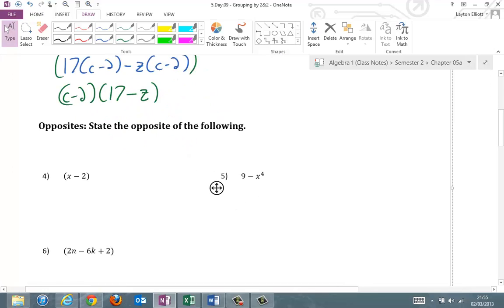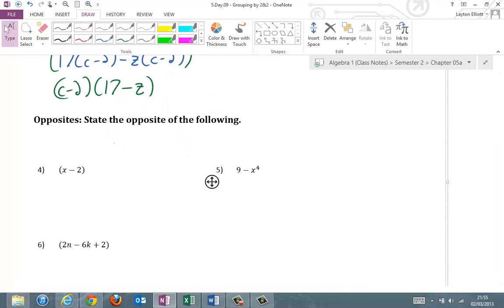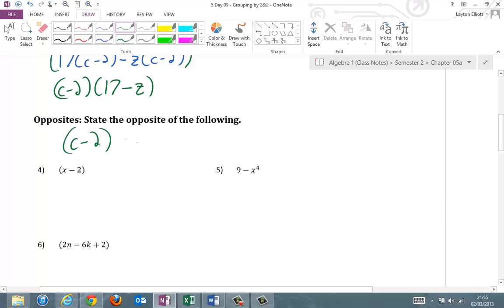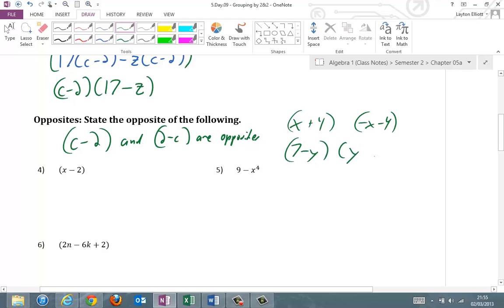Now I want to kind of introduce the idea of the opposite, because that happened in number 3. C minus 2 and 2 minus c are opposites. They're opposites because the c and the 2 are both opposite sign. So if I look at something like x plus 4, its opposite is negative x minus 4. If I look at something that's 7 minus y, its opposite is y minus 7. So opposite just means distribute a negative in and let it carry.